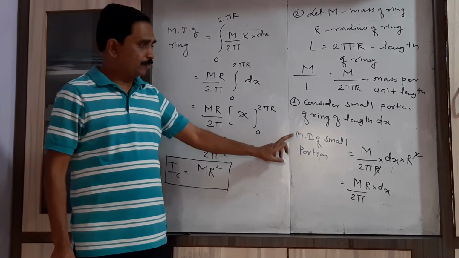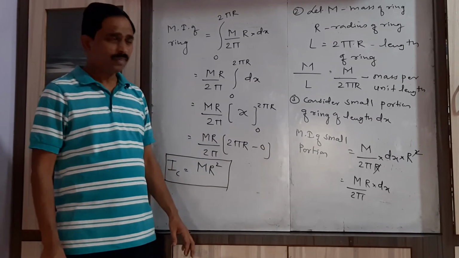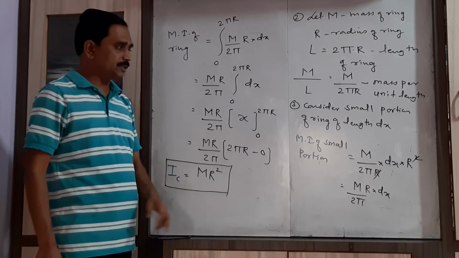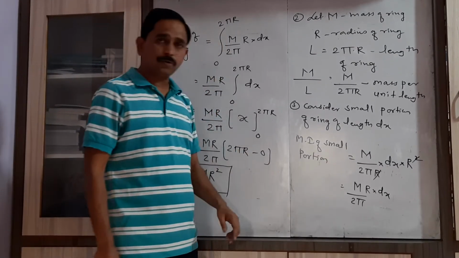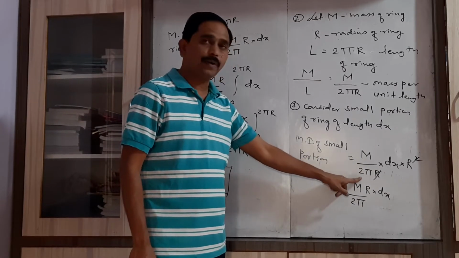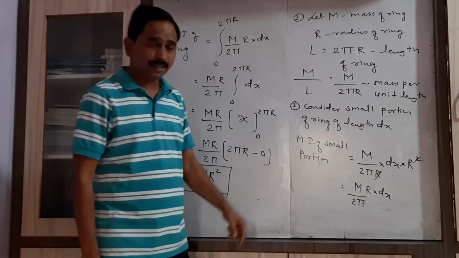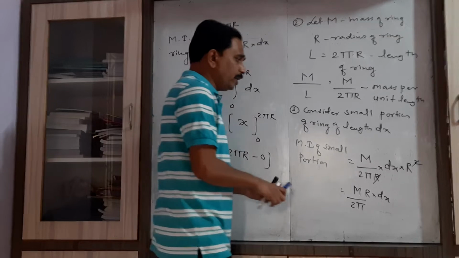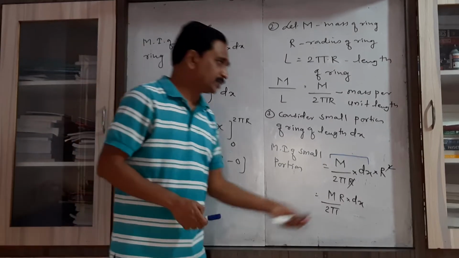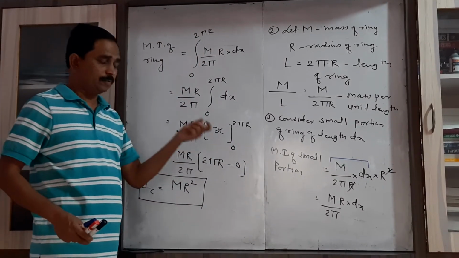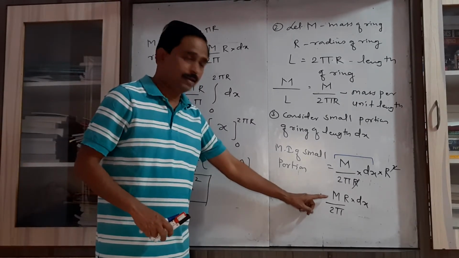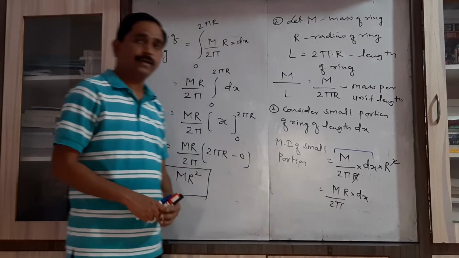Then you have to take the moment of inertia of a small portion, which is the basic definition, that is the product of mass and square of the distance. Now how do we find the mass of that small portion? You have to take mass per unit length, which is m upon 2 pi r, into the length under consideration, that is dx. So this is the mass of that small portion. And then you take r square, that is the square of the distance of that small portion from the axis of rotation. Then we simplify and we have mr upon 2 pi into dx.